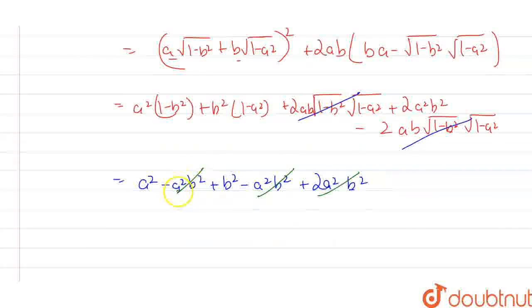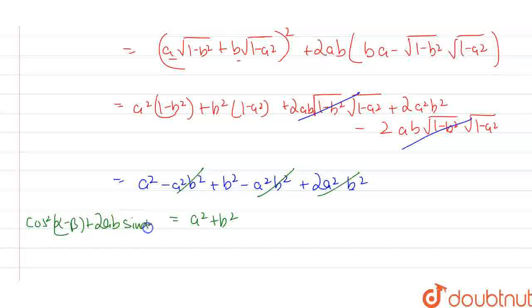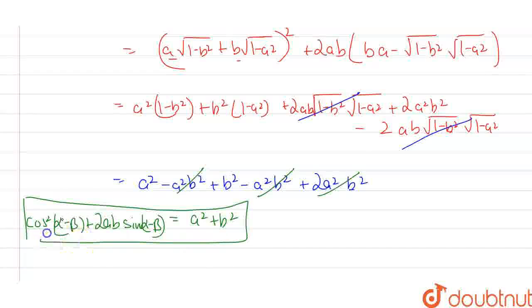Because the sum of these terms is minus 2a square b square, and this is positive 2a square b square, so they will cancel out with each other. So we are left with what? A square plus b square. So we are left with a square plus b square, which is equal to what? Left hand side is cos square alpha minus beta plus 2ab sine alpha minus beta. So basically this is the solution we are required to prove, right? So basically my proved statement is received.